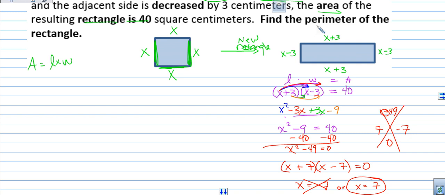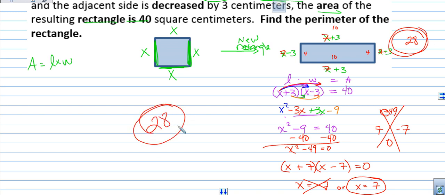It says find the perimeter of the rectangle. So we come here, and if we know x is 7, we go in and plug that in. That becomes 7, that's a 7, that's a 7, and that's 7. And so you end up with 10. That's 10. And this is 4, and this is 4. So 4 plus 4 is 8. 10 plus 10 is 20. 20 plus 8 is 28. So 28 becomes our final answer, and it'd be centimeters. That will be our final answer.